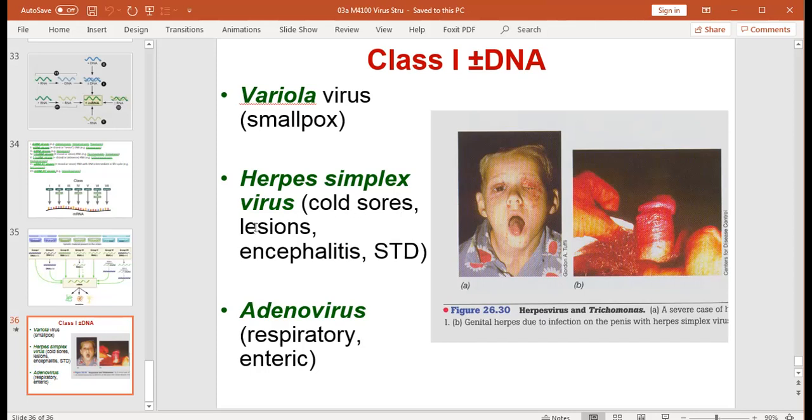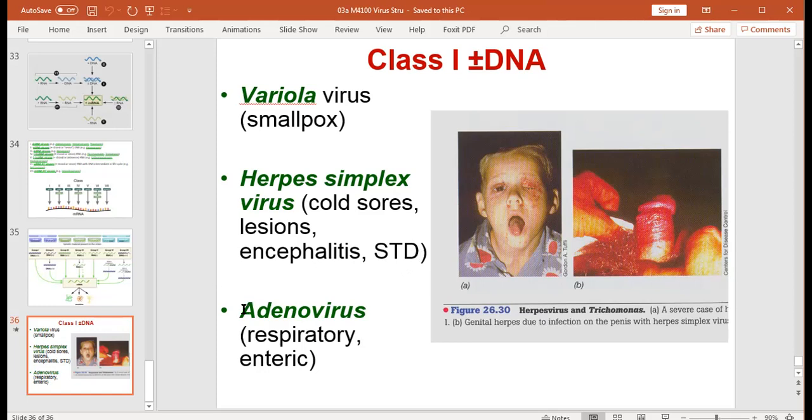It causes lesions in both the genital tract as well as in the face and on the lips. It can also cause encephalitis, inflammation and infection of the brain, as well as STDs, sexually transmitted diseases. Therefore, herpes simplex virus, since we have lesions containing the virus in the genital area during sexual intercourse, can be transmitted. So they're considered sexually transmitted diseases.